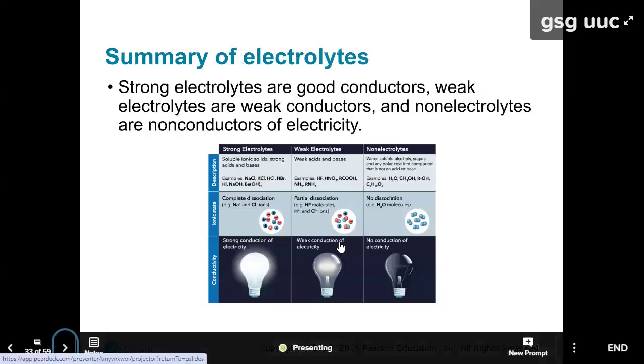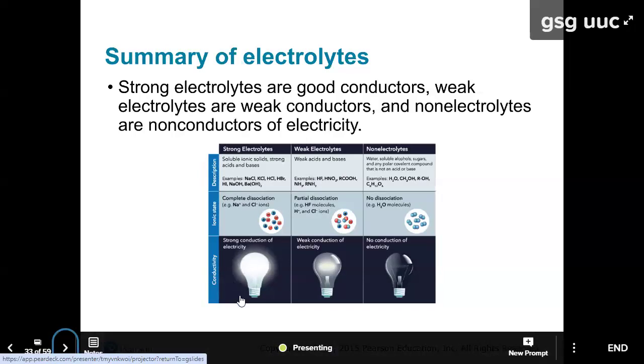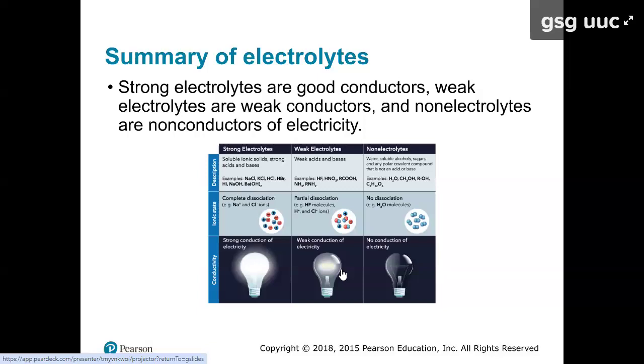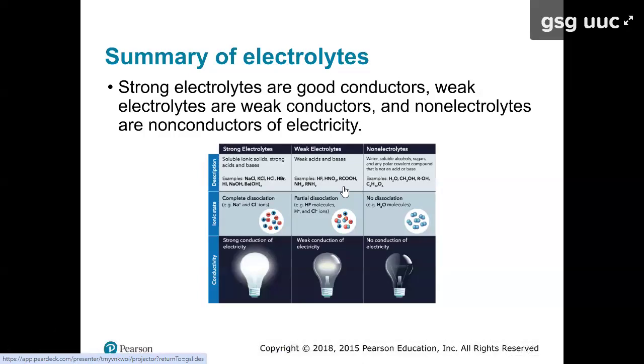So this is an example of what that would look like. In a strong conductor, what we see is that the light bulb lights very brightly. In a non-electrolyte, the light bulb doesn't light at all. And in a weak electrolyte, the light bulb lights, but you can see it's clearly a good bit dimmer than what we saw for the strong electrolyte. So that's electrolytes as this kind of broad class.